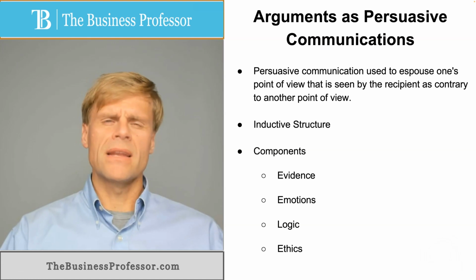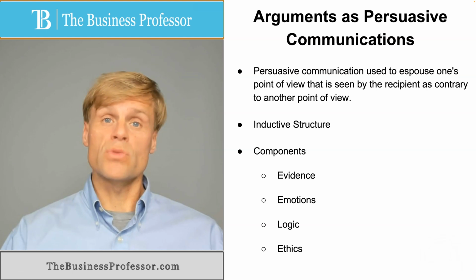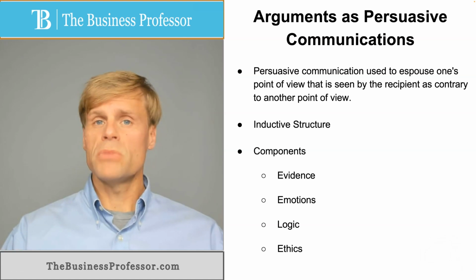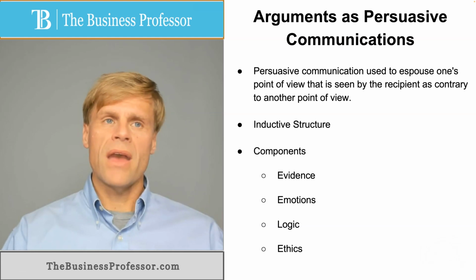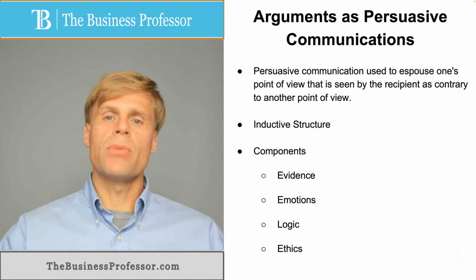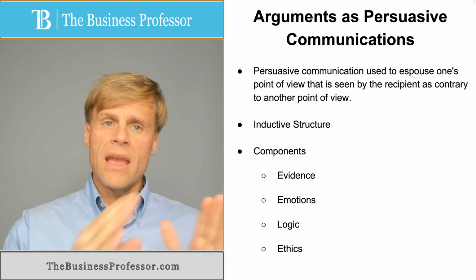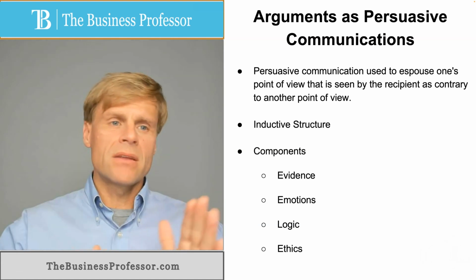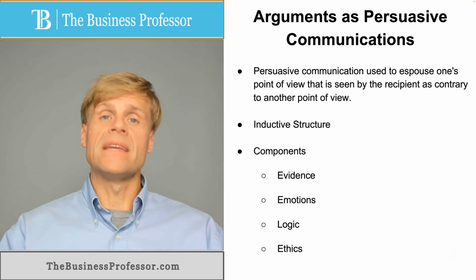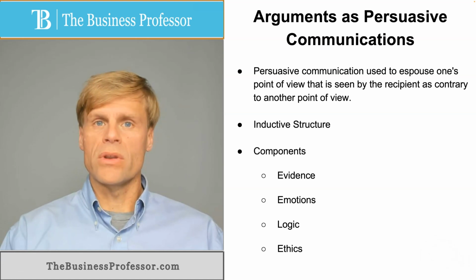Now, with that being said, there are various components that make up an argumentative persuasive communication. First is you're going to have evidence. If you're going to espouse your point of view, you have to have reasoning behind it. That is, information that supports it. So you're going to use a combination of logic and evidence. The evidence is presented and sequenced in a way that rationally or logically supports whatever your conclusion is or whatever your stance or point of view is.